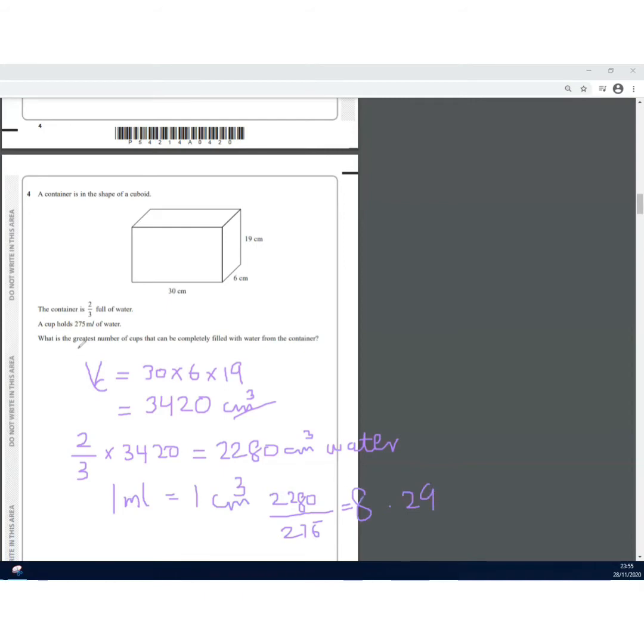So because it's asking us the greatest number of cups that can be completely filled with water, we wouldn't consider that 0.29 of a cup. So hence our answer will be 8 cups.